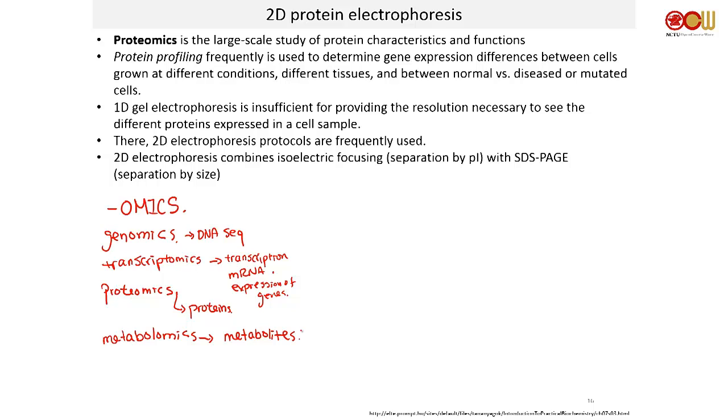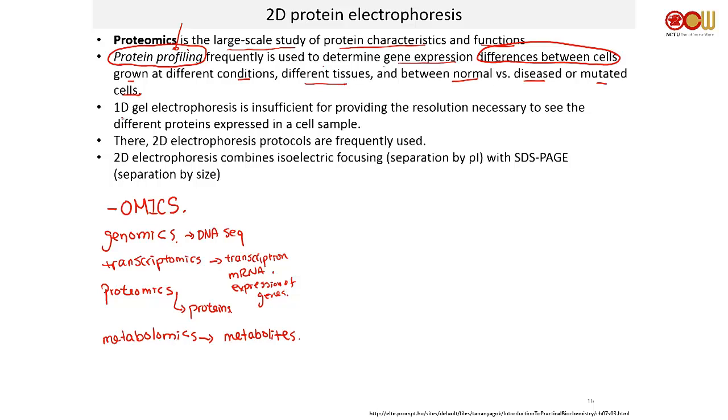Now, proteomics in particular, I want to talk a little bit about. It's the large-scale study of protein characteristics and functions. Under proteomics, you have protein profiling. Protein profiling is frequently used to determine gene expression differences between cells grown at different conditions, between different tissues, between normal and diseased or mutated cells. So we want to look at protein expression differences between two conditions. This condition could be normal versus sick, high temperature versus low temperature, high pH versus low pH, whatever you want to study. This is called protein profiling.